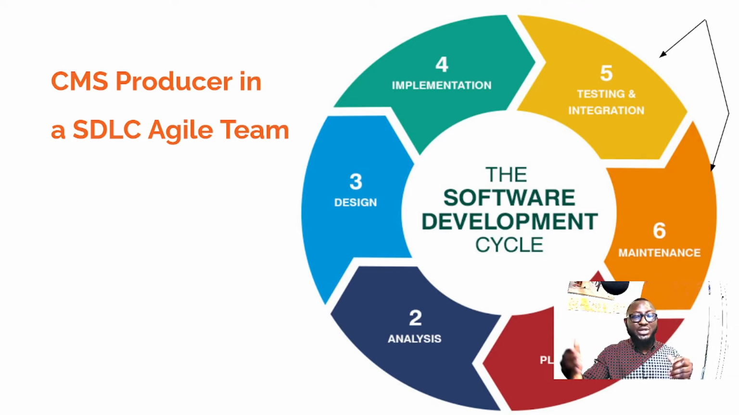And at this point, the web producer is needed to begin to use the CMS that the software developers have built, and then begin to create pages, build the pages and add content to the pages, and test them alongside the QA testers, how they look on mobile, on desktop, on tablets, on different devices, basically.